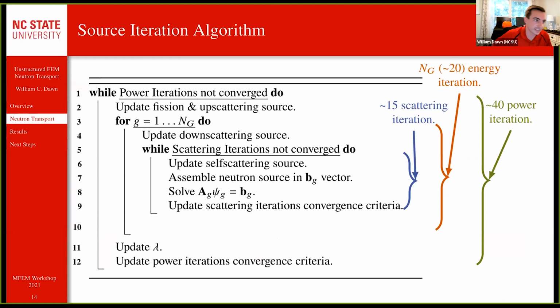So this is how we get to that 10,000 calls to our PCG solver. The trick is that the solve is at the most nested level. So we have to do 15 scattering iterations for about 20 energy groups and about 40 power iterations. So you multiply these numbers together and it's pretty easy to get to 10,000 iterations.